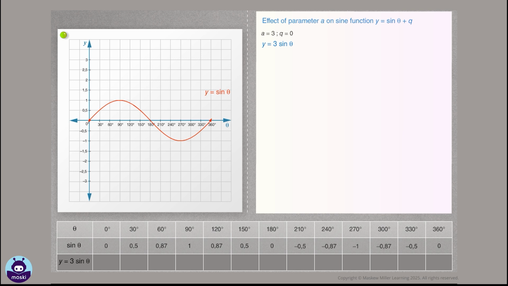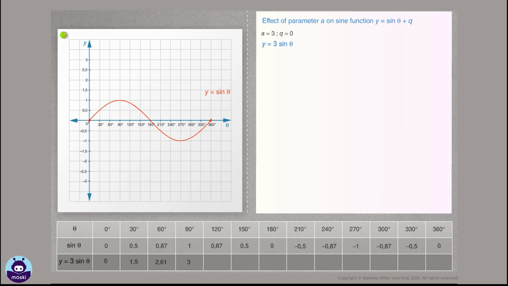Theta equals 0 degrees. Y equals 3 sine 0 degrees equals 3 times 0 equals 0. Theta equals 30 degrees. Y equals 3 times 0.5 equals 1.5. Theta equals 60 degrees. Y equals 3 times 0.87 equals 2.61. Theta equals 90 degrees. Y equals 3 times 1 equals 3.